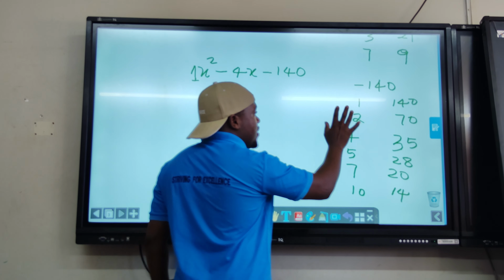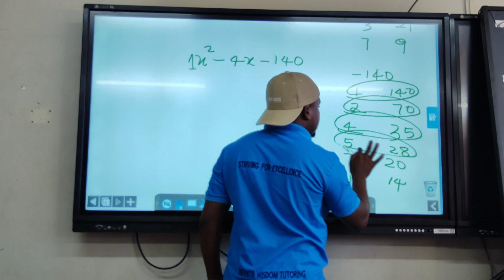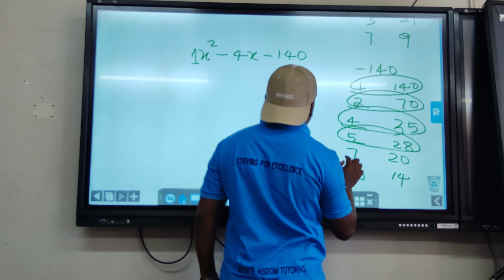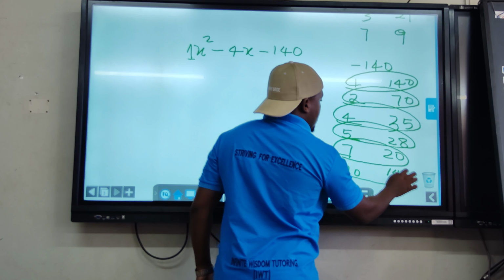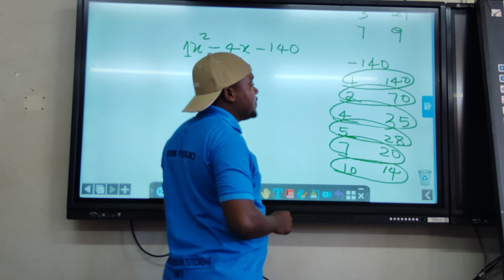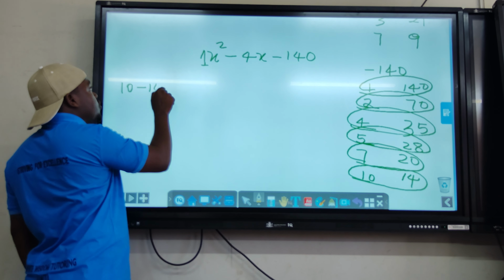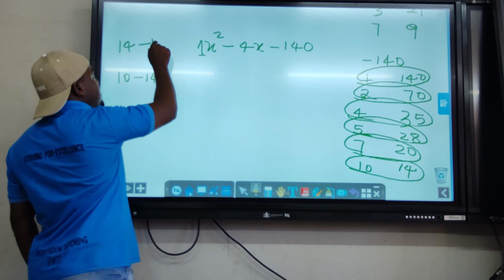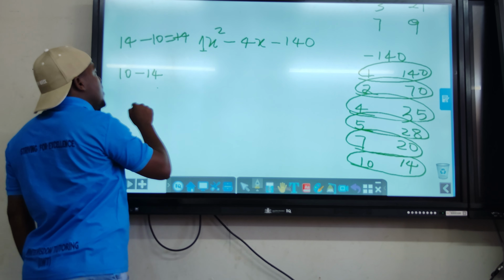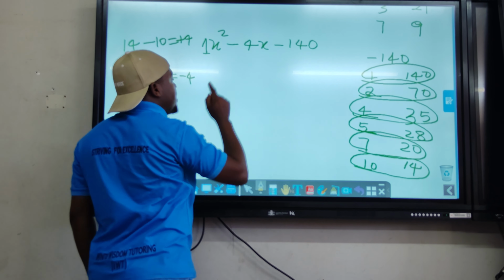Therefore, which pair, when you add or subtract its numbers, will give you negative 4? 10 and 14. So it is 10 and 14, right? How will you get negative 4 from 10 and 14? I'm going to say 10 minus 14, not 14 minus 10. Because 14 minus 10 is a positive 4. 10 minus 14 is a negative 4. And we are looking for a negative 4.